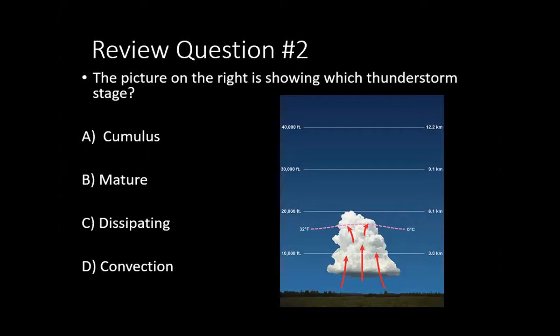Okay, so let's go ahead and continue, guys. The correct answer, if you look closely, we see we have a cloud here, and the cloud only has updrafts, updraft arrows, right? So that's going to be a baby thunderstorm. We call that A, the cumulus stage.